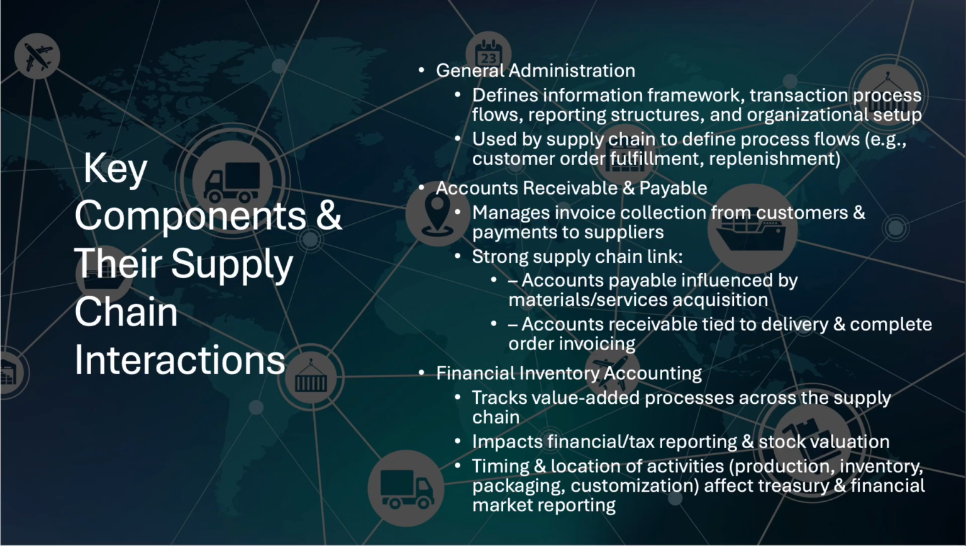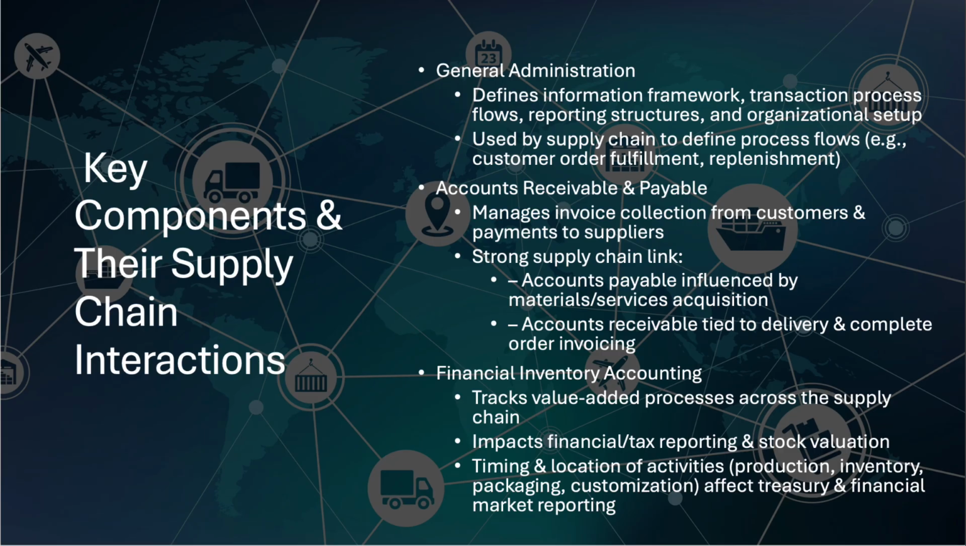The third component is financial inventory accounting. Inventory is both a physical supply chain resource and a financial asset. The timing and location of activities such as production, packaging, customization, and inventory movement affect financial reporting, tax reporting, and stock valuation. For example, whether inventory is recorded as raw material, work in process, or finished goods can affect financial statements. The key lesson is that supply chain activities are deeply connected to financial systems.